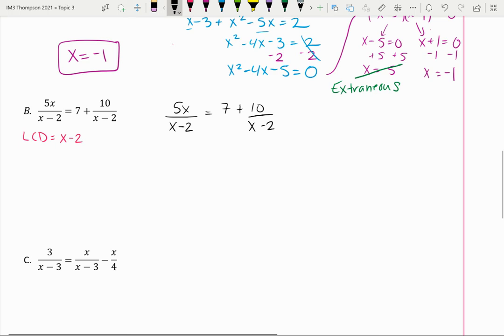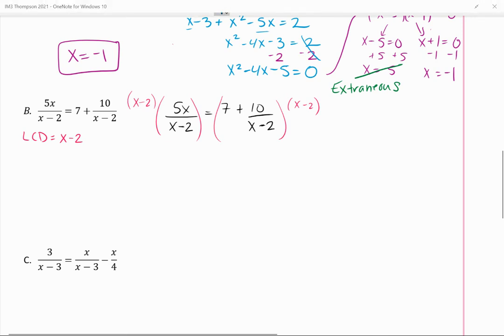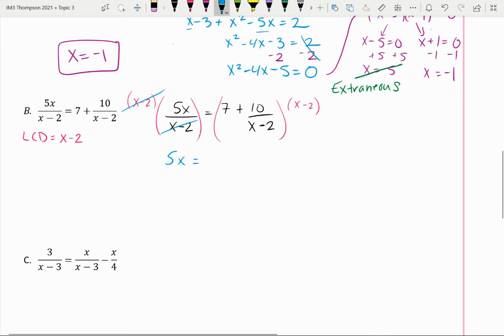So the least common denominator is just x minus 2. That's it. I have it on 2 of my fractions. So I'm going to multiply everything by x minus 2. I multiply the entire left hand of the equation by x minus 2 and the entire right hand of the equation by x minus 2. When I multiply the left hand side by x minus 2, those cancel and I'm just left with 5x.